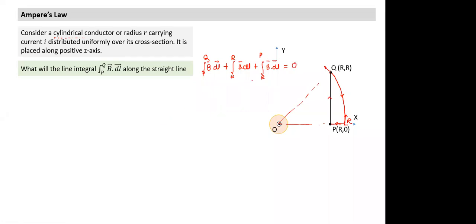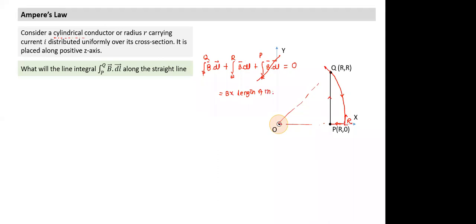Okay. Now out of this, this term will come to 0. Why is this 0? Because the angle is 90 degrees. Any line which is radial in direction, this is 0. So if I can evaluate along the curved path, I get an answer. So all I need, what is this term equal to? This term is nothing but B into the length of the arc.